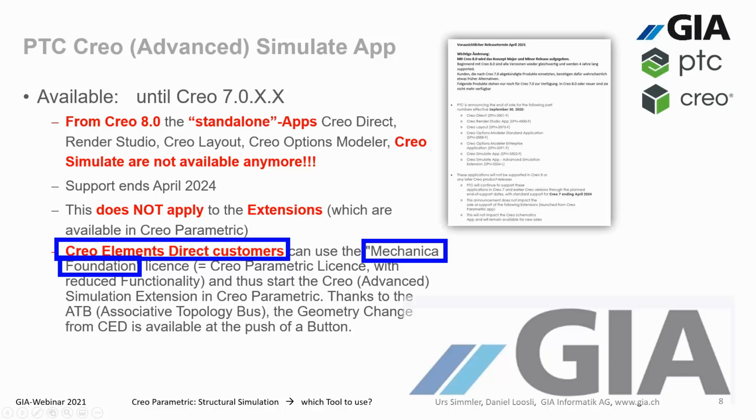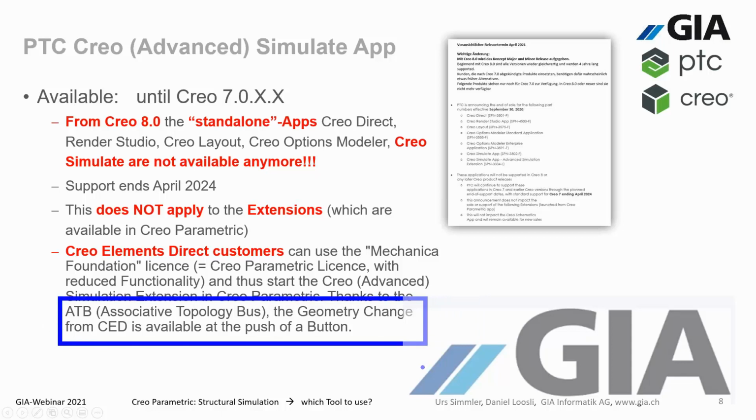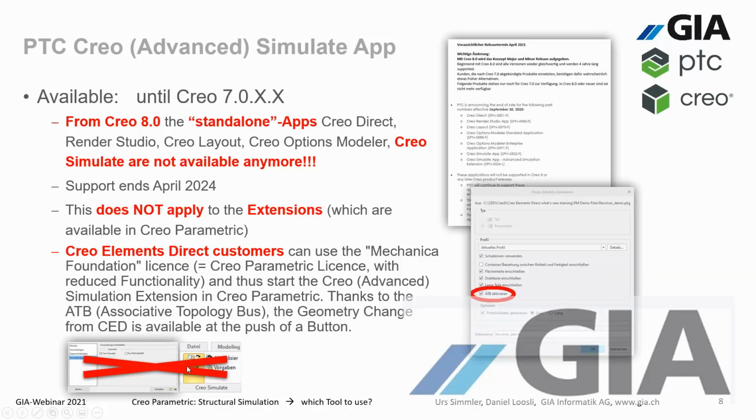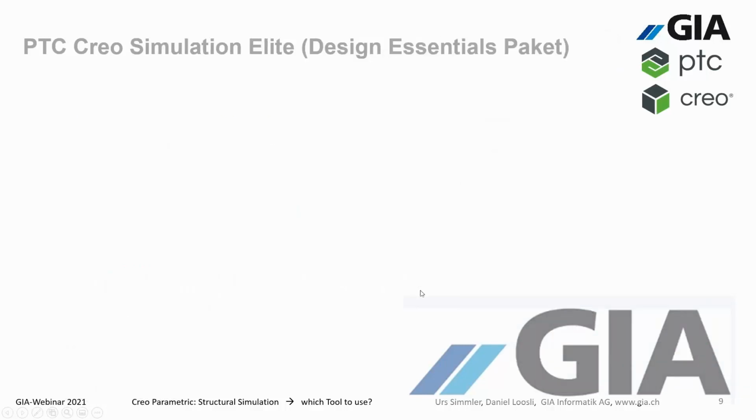I would say it works better than before because the interface between Elements Direct and Creo Parametric will be much better, as we are using the newer technology called ATB, Associative Topology Bus. I will show that later on in the live demonstration. The direct push interface from Elements Direct cannot be used anymore in the future, and therefore we'll just work in Creo Parametric, and with the help of the ATB we are going to import the so-called package file from Elements Direct.